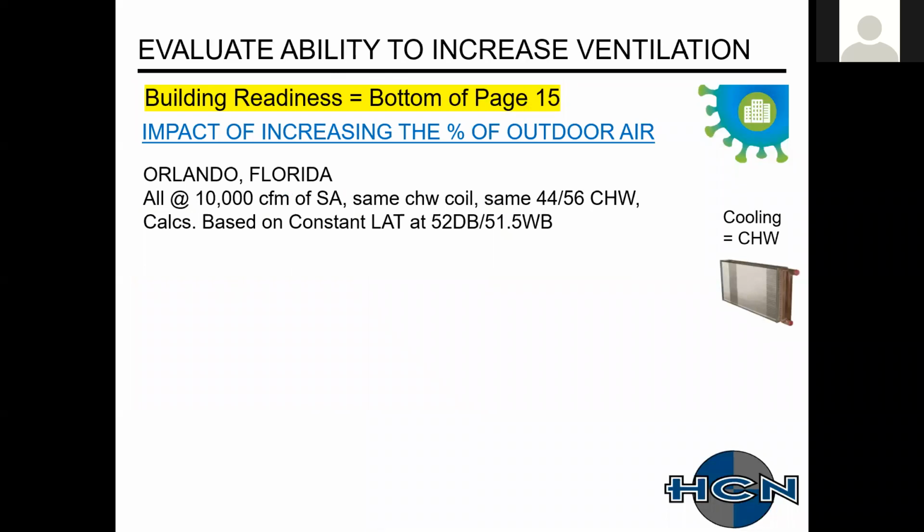All right. So let's look at page number 15 in the building readiness guide. They've done a nice job of demonstrating an example of what happens when you increase the amount of outside air in your HVAC system. This was done by the Trane office in Orlando, shout out to them. They took a 10,000 CFM supply air handling unit that had a chilled water coil. They kept the coil the same, they kept the chilled water conditions the same, and then they based some calculations on maintaining a constant leaving air temperature of 52 degrees and 51.5 degrees dry bulb.